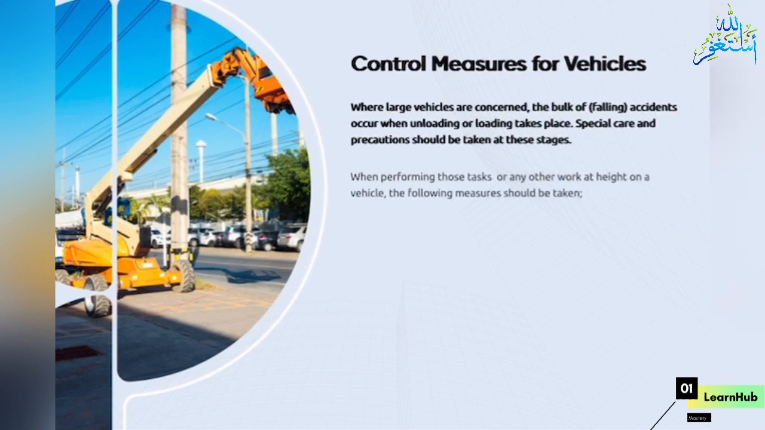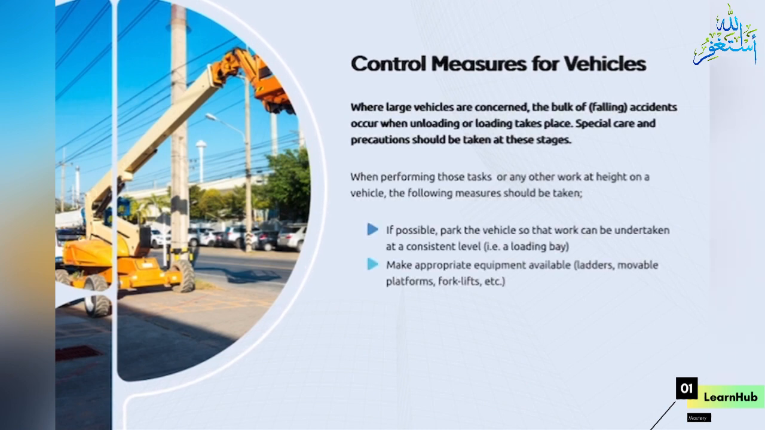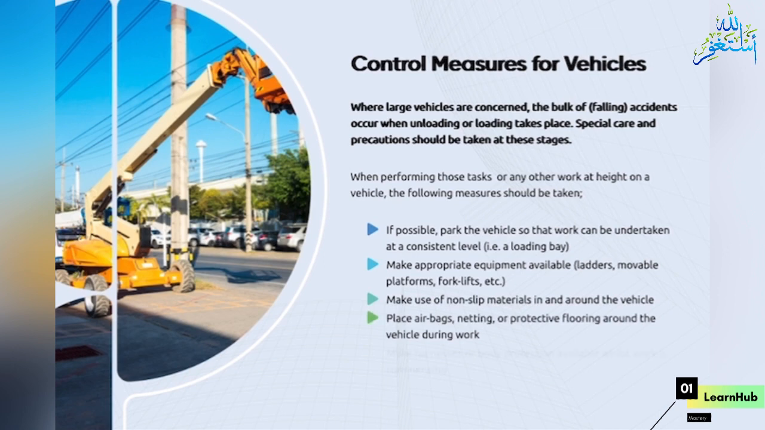Control measures for vehicles. Where large vehicles are concerned, the bulk of falling accidents occur when unloading or loading takes place. Special care and precautions should be taken at these stages. When performing those tasks or any other work at height on a vehicle, the following measures should be taken.